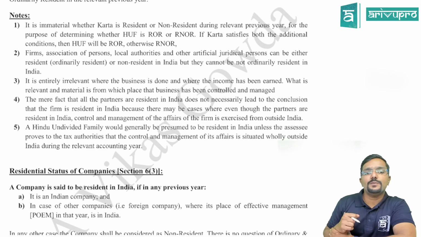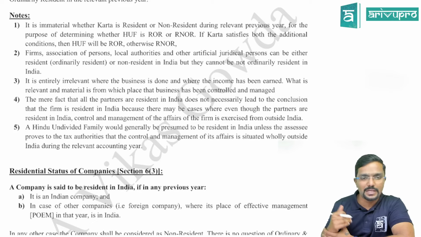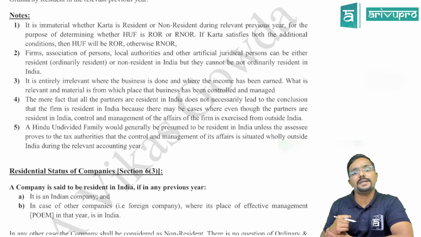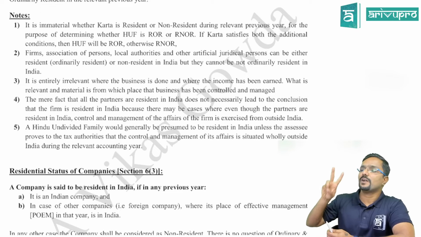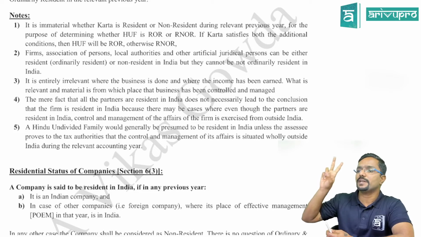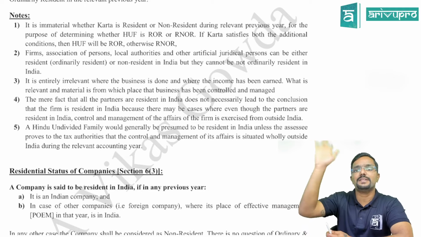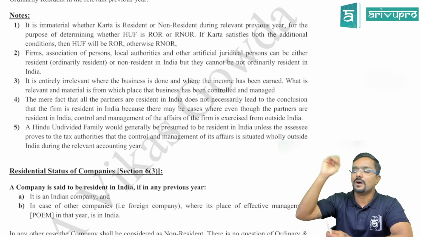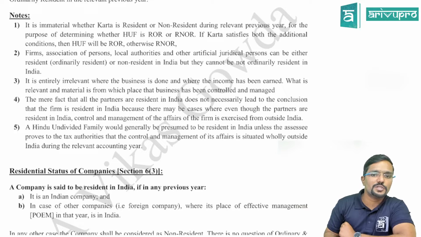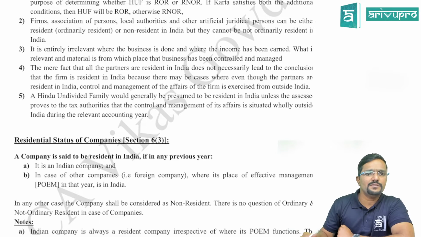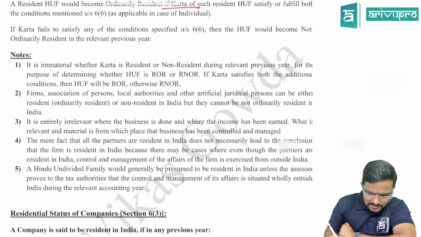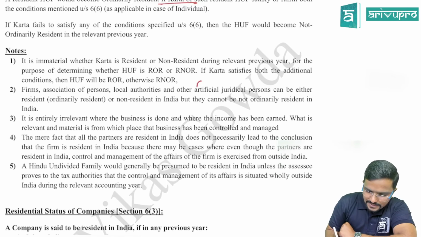Next. Firms, association of persons, local authority and other artificial juridical persons can be either resident, that is straight away they will be ordinary, or non-resident in India. But they cannot be not ordinary resident in India. For all other categories of persons except individual and HUF, they will be either resident or non-resident. Resident means straight away they are ordinary only. We will treat them as ordinary itself. No question of not ordinary for them, even for AOP, BOI and all. Here AOP, BOI and all is not mentioned. You can just add it there.